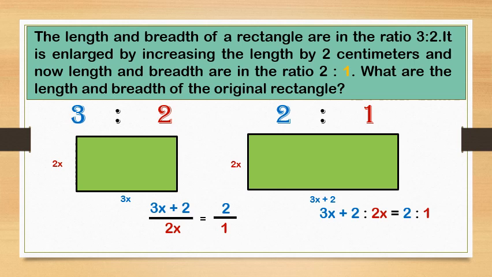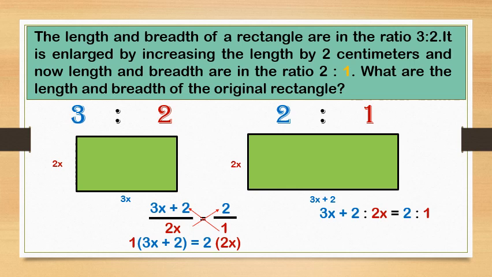Here two quantities are in the ratio 2:1. So let us cross multiply it. We get 1 into (3x plus 2) equal to 2 into 2x. Here also we can say 1 times the larger quantity equal to 2 times the smaller quantity. Here the larger quantity is 3x plus 2 and the smaller quantity is 2x.